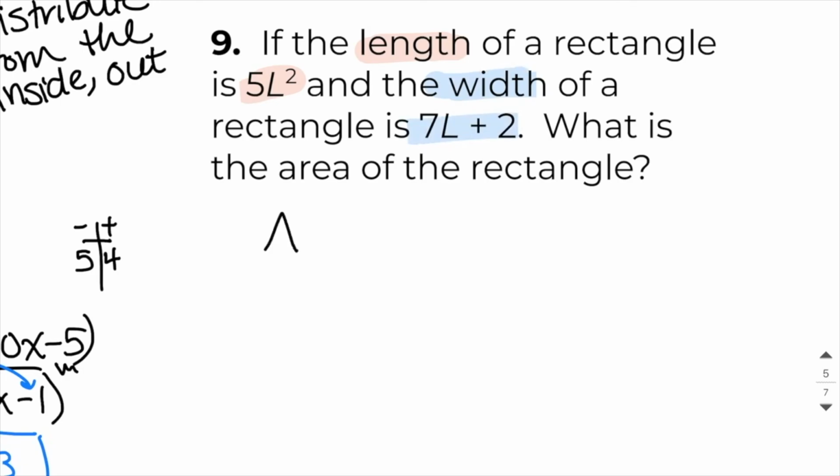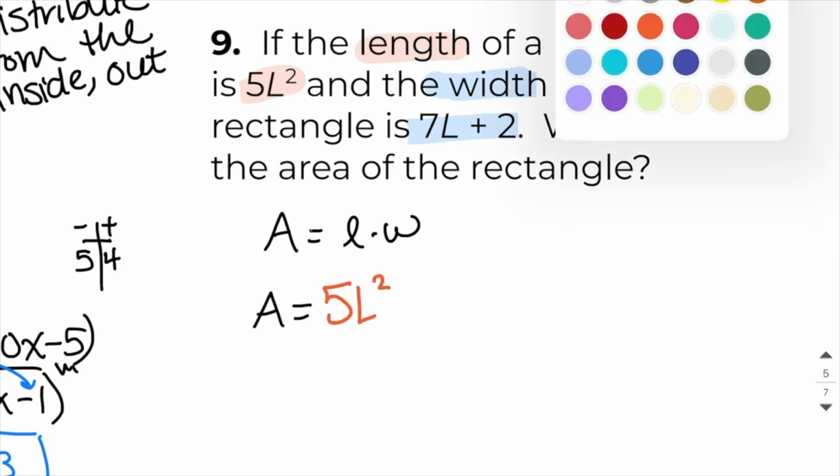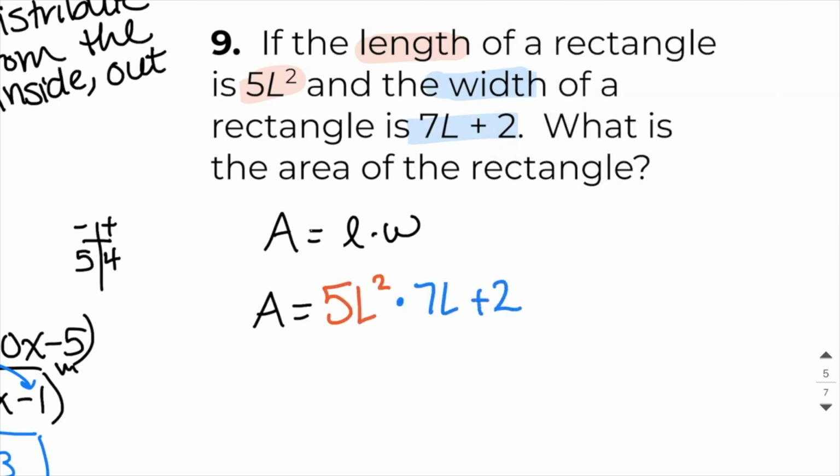So just a reminder, area is equal to length times width. And here we know our length is 5L squared. And we know our width is 7L plus 2. But here's the thing, because this 7L plus 2 represents the entire width, we absolutely positively have to have brackets around the 7L plus 2 in order for us to make sure that we're multiplying this 5L squared to the entire width, which is why we would have to distribute here.